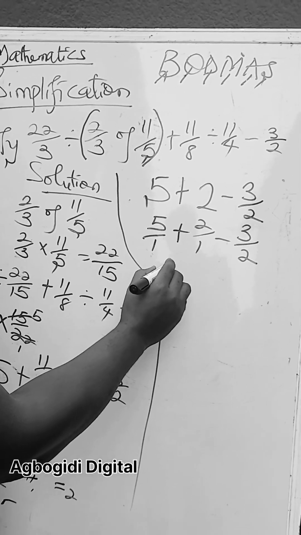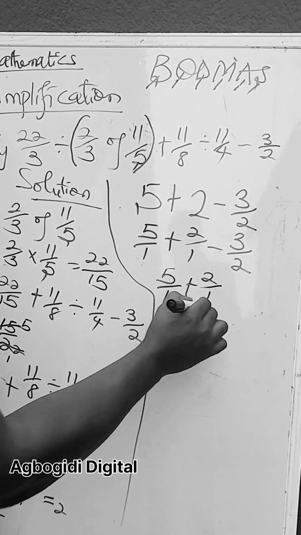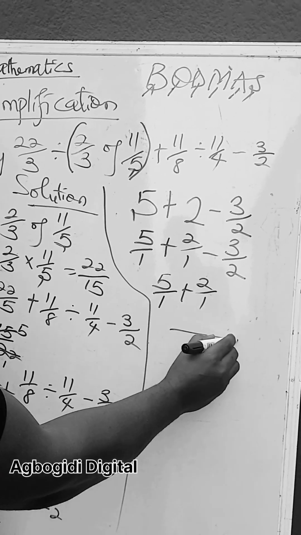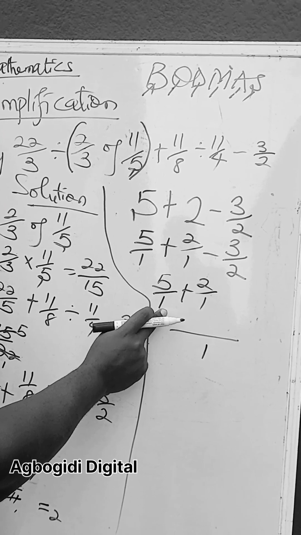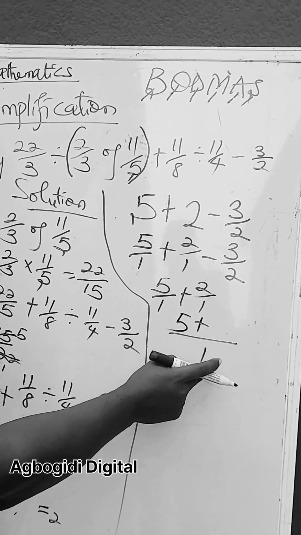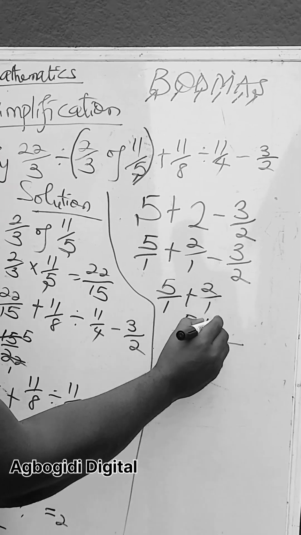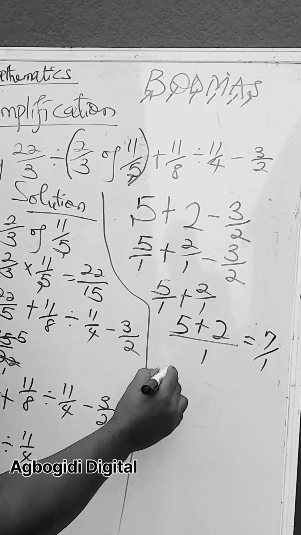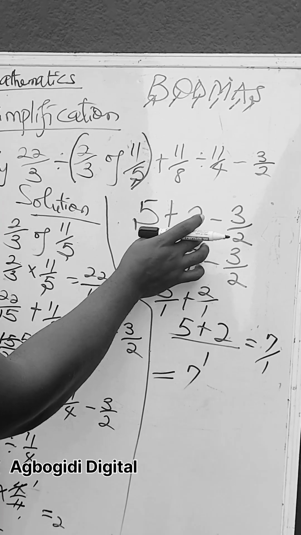So you have it as 5/1 plus 2/1. Now you look for the LCM of 1 and 1, which is what? 1. So 1 divided by 1 is 1 times 5, you have what? 5. Plus 1 divided by 1 is 1 times 2, you have 2. So this is 7 all over 1, and anything all over 1 is that number. So this is 7. We have cleared these two.